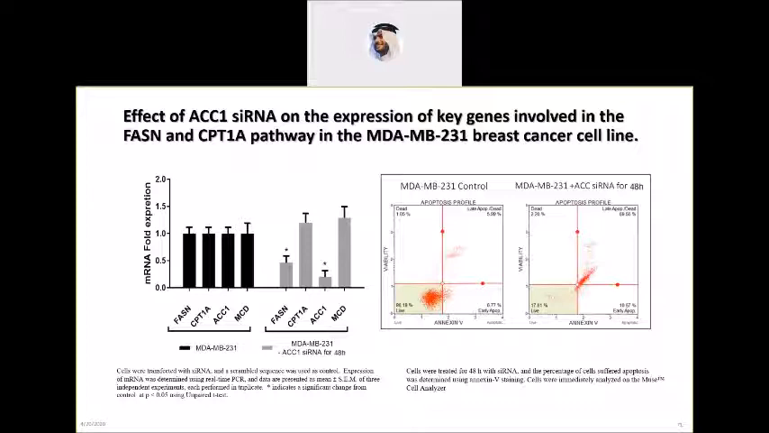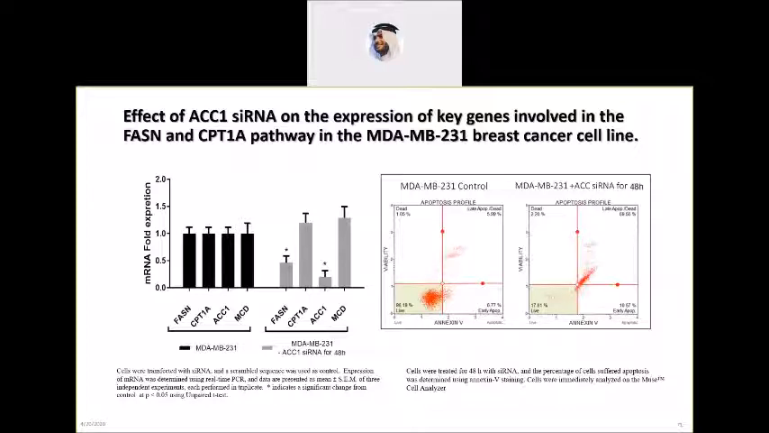Similarly, we test the effect of using ACC1 small interference RNA, as acetyl-CoA carboxylase is a significant player in the pathway of fatty acid synthesis. As we can see here in the figure, transfection of the MDA231 cells with the ACC1 small interference RNA resulted in a significant, about 80% decrease in ACC1 messenger RNA.